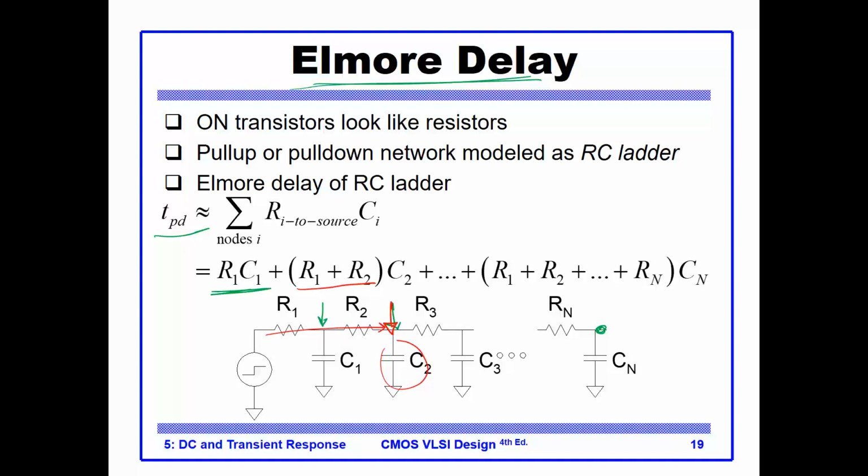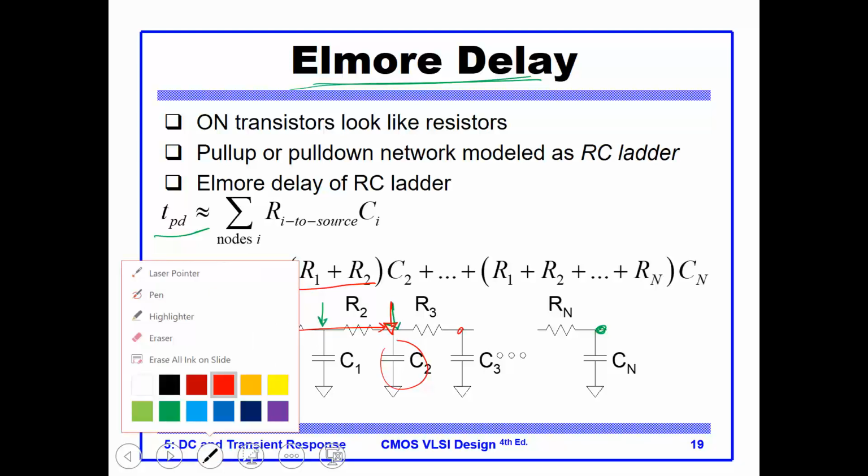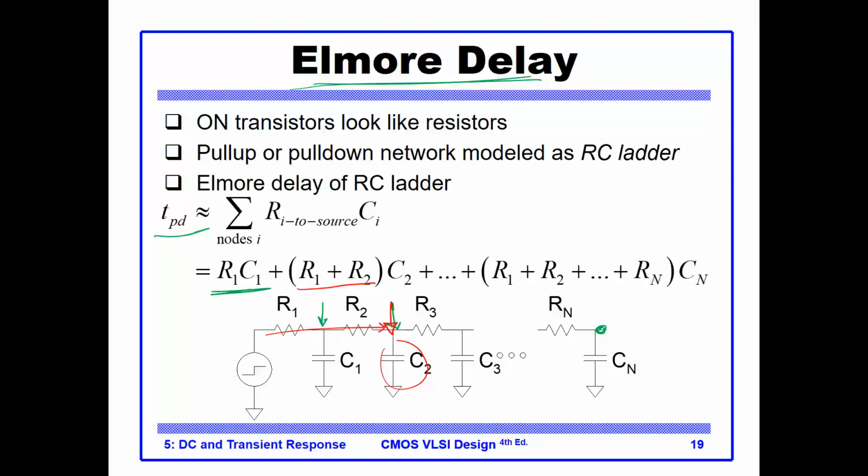Then you need to charge this node. To go through this node, we have to go through R1 plus R2 plus R3 times the capacitance at this node, which is C3. And then you continue to apply this process all the way. You add these delays until you get to the last point, and this becomes your delay.